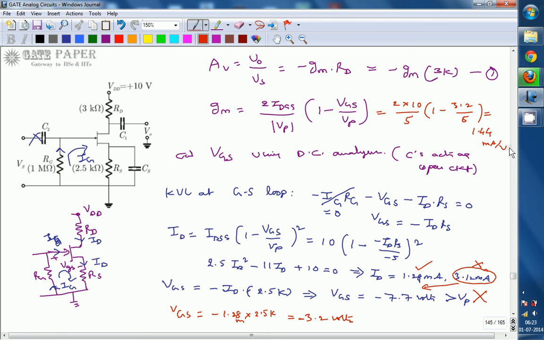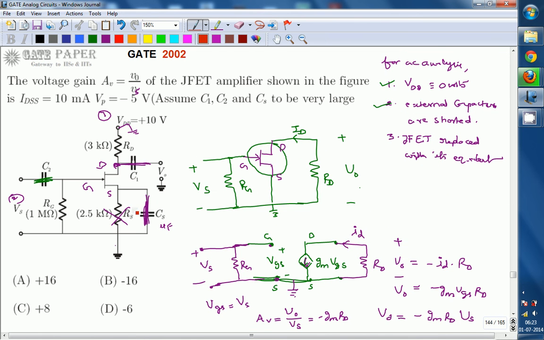And we know that gain is minus gm times RD. So you can write it as minus 1.44 into 3, which is around 4.32. So the value is going to be minus 4.32, which is very near to minus 6. So the right answer for this question is D. The gain we are getting is minus 4.32, very near to minus 6, so D is the right option. Thank you.